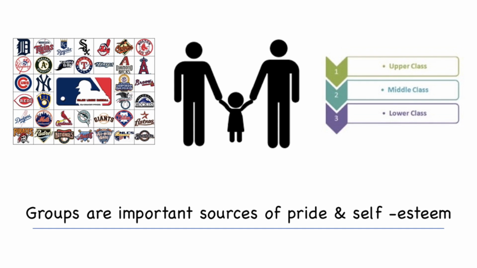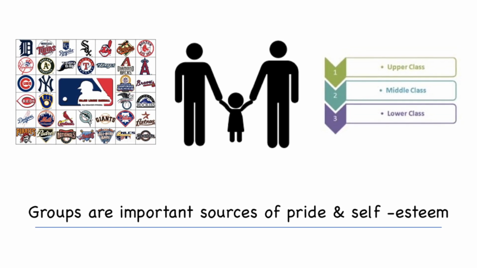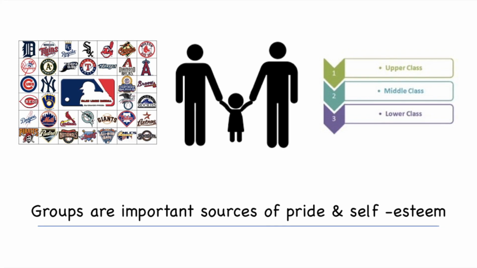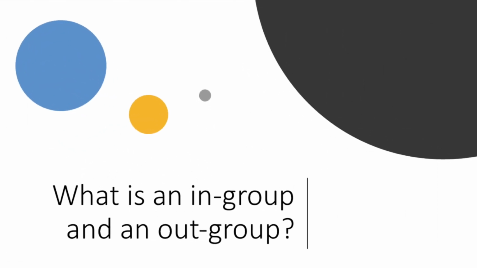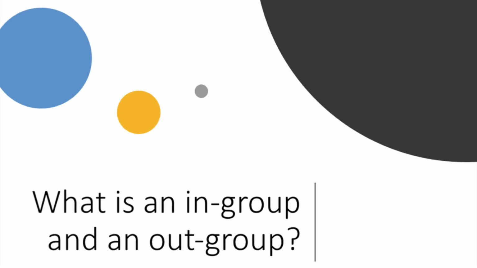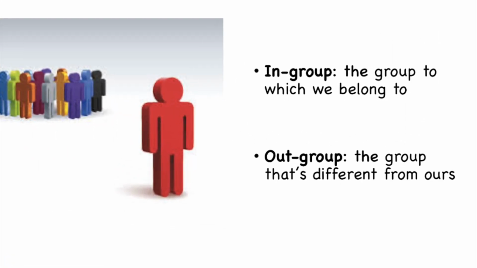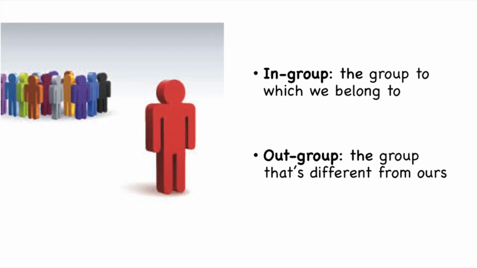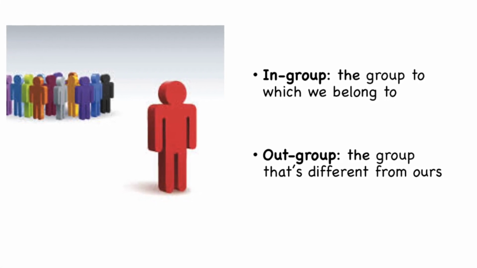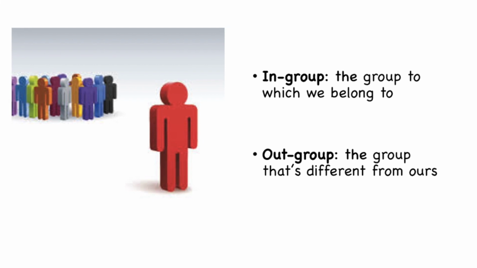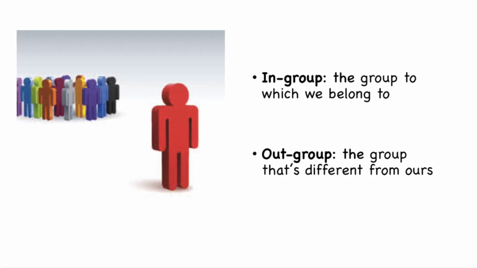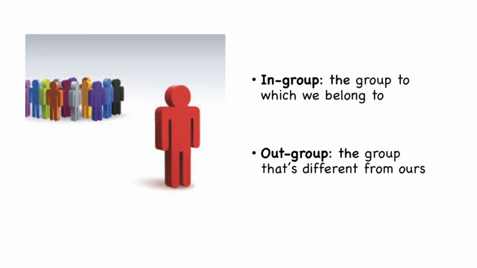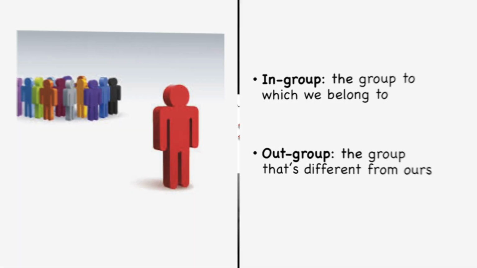In doing so, we divide the world into them and us, meaning in-groups and out-groups. So what exactly is an in-group and an out-group? In simple terms, an in-group is the group to which we belong, and an out-group is the group that's different from ours. Group members of an in-group will seek to find negative aspects of an out-group, thus enhancing their self-image. Let's go over a quick example.